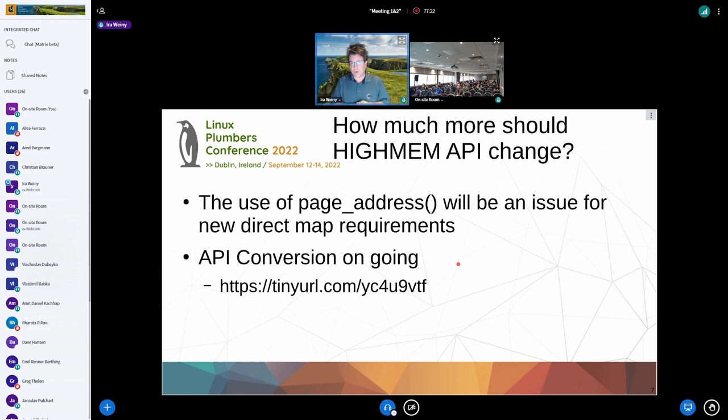I think at this point, the API is definitely changing. We've deprecated kmap and kmap atomic. And then the next thing that I want to mention is this API conversion is ongoing. I've got a tiny URL here, but at the end of my slides, I have the full URL.